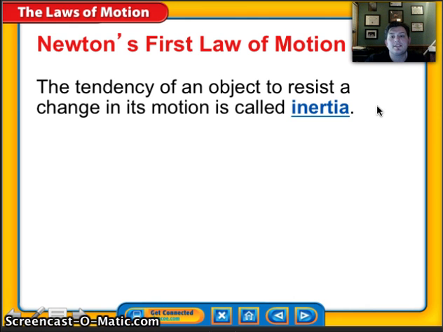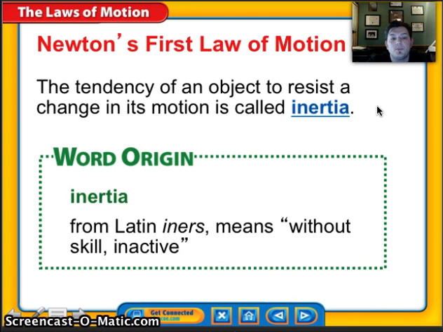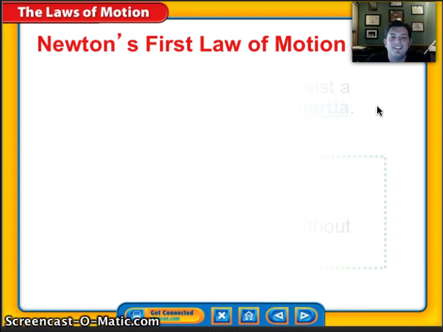Okay? Think about this. If you and I were running, and I'm a pretty big guy compared to most of the students. Now, if you had to tackle me or, let's say, a smaller student, who would you want to try to tackle? You'd be able to tackle the smaller student because they have less inertia. It would be harder to stop me. Now, inertia comes from the Latin word iners, which means without skill, inactive, which is fun.